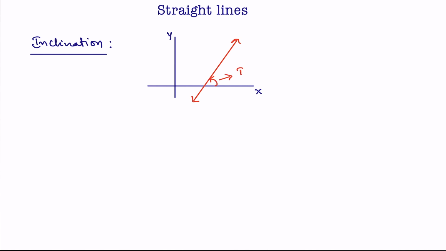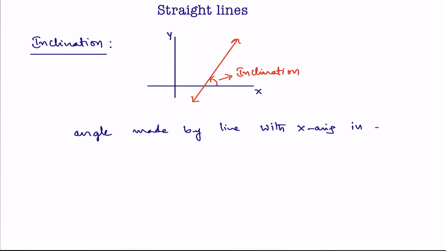This angle is called inclination. What is inclination? Inclination is the angle made by a line with the x-axis in the positive direction. It is the angle made by a straight line with the x-axis in the positive direction.